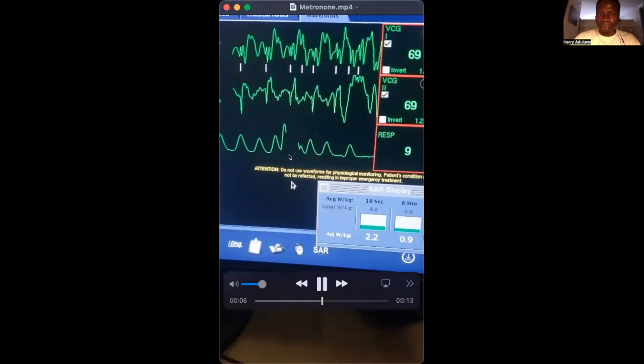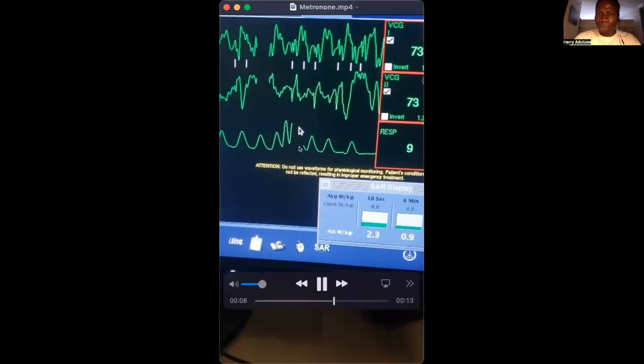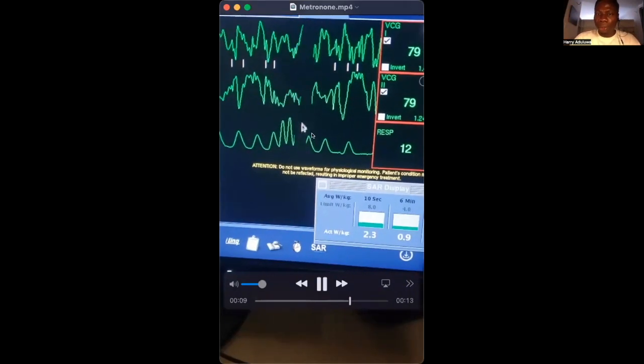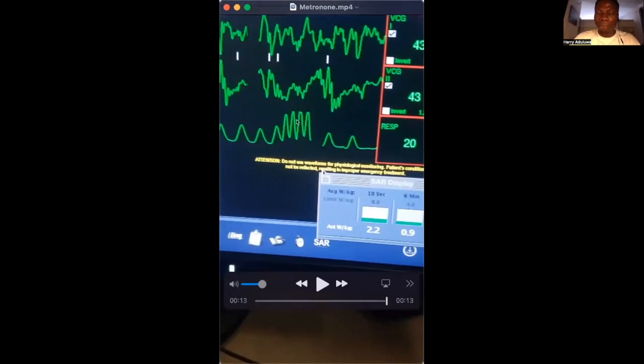This is normal breathing. You can see these are the normal breathing here, but these are the hyper breathing. These are the normal breathing, but look at this one going above. You understand? Yes.